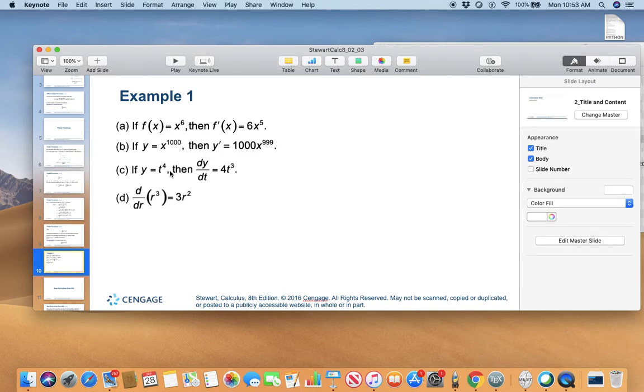y equals t to the 4, then the derivative of y is 4t to the third power. The derivative with respect to r of r to the third is 3r squared. So notice the variable matters. You are taking the derivative with respect to the independent variable.